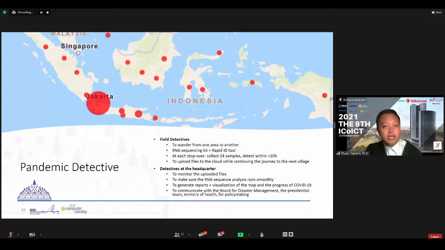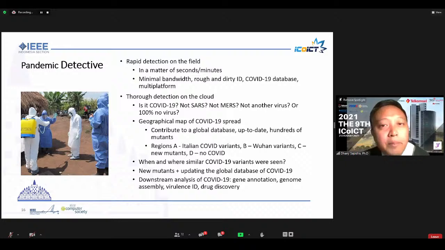So that was the idea, where the rapid detection in the field is done in a matter of seconds or minutes, before the 10-hour process is finished. It requires minimal bandwidth, a rough and dirty identification. It uses a very, very small COVID-19 database, and it's multi-platform.